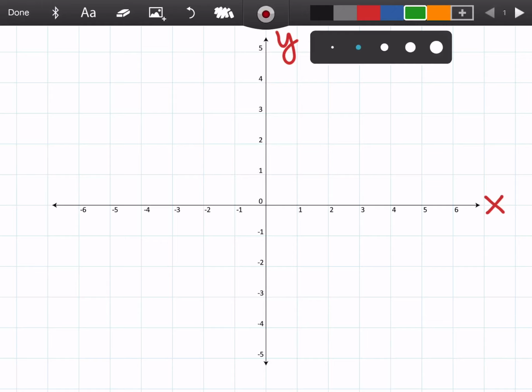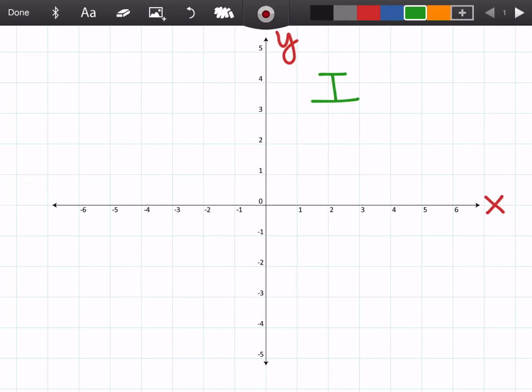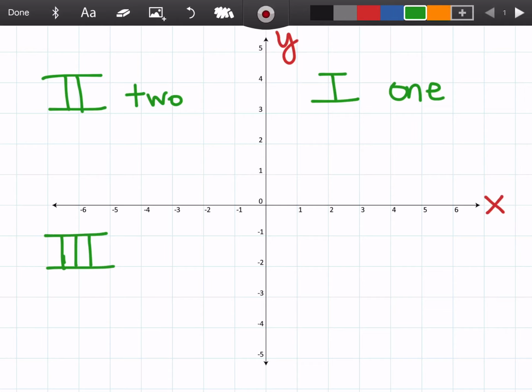In each quadrant, you are given a Roman numeral to name that quadrant. This is quadrant 1. And I'm going to write the name next to it just because some people may not be super familiar with Roman numerals. That's okay. To the left here we have quadrant 2. Down on the bottom left we have quadrant 3. And then on the bottom right we have quadrant 4.